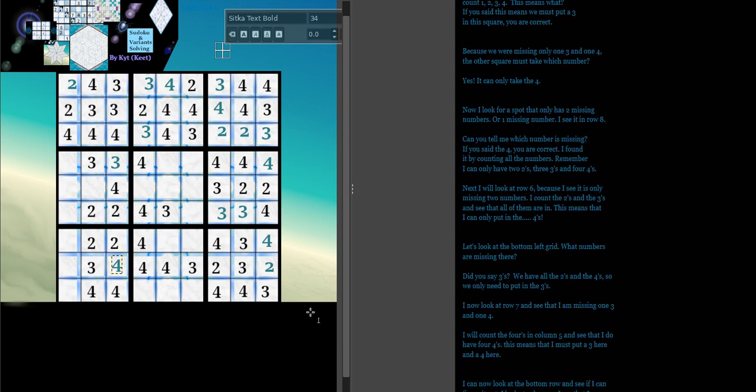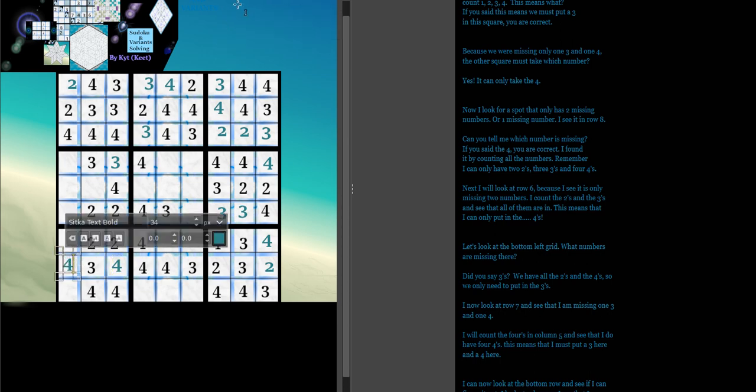Now look for a spot that only has 2 missing numbers or 1 missing number. I see it in row 8. Can you tell me which number is missing? If you said the 4, you are correct. I found it by counting all the numbers. Remember, I can only have 2 2's, 3 3's, and 4 4's.